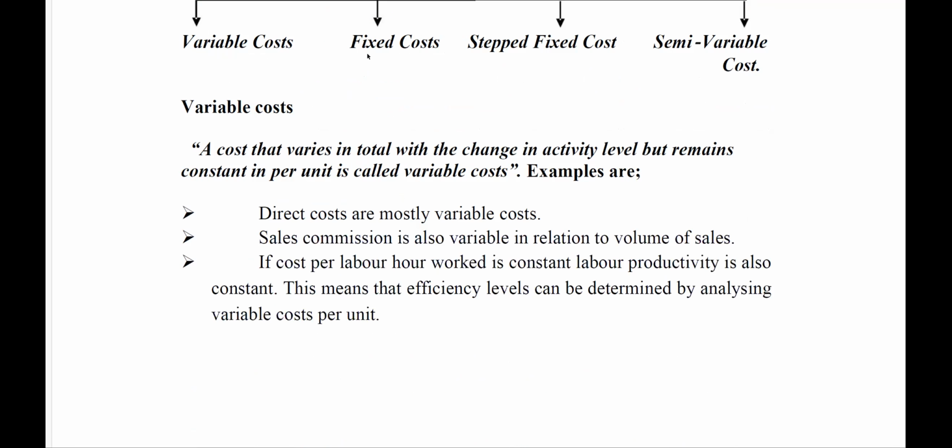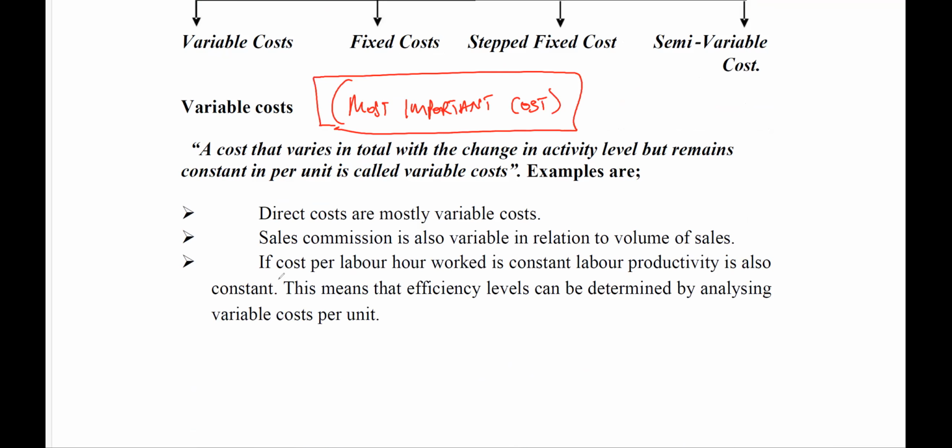Now, the variable cost is the most important cost when it comes to management accounting. Why am I saying this? To take any decision in management accounting, you need to understand variable cost very, very well. Is it clear? A variable cost is a cost that in total terms varies with a change in the level of activity, but remains constant per unit.